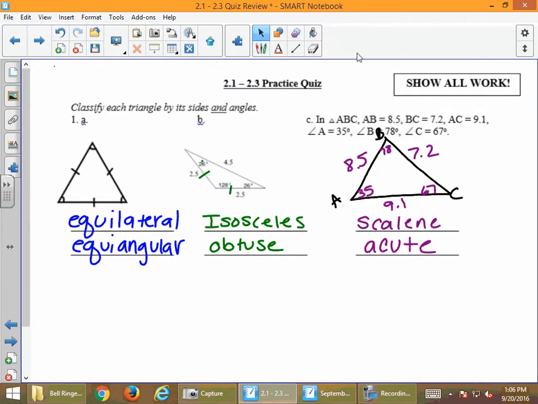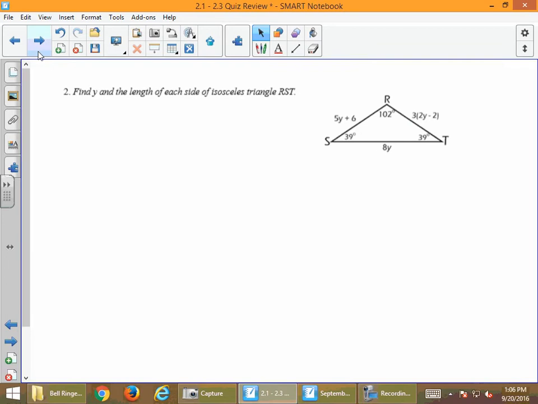Okay. Give about a minute. Get started on number 2. Oh, and R is the vertex angle. So I solve this triangle. You need that information to help you solve it. R is the vertex angle. Again, try it out. Think about what it means to be an isosceles triangle.